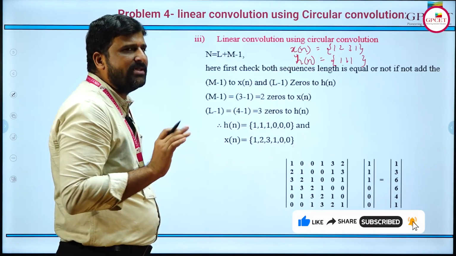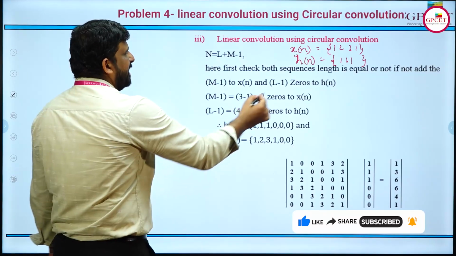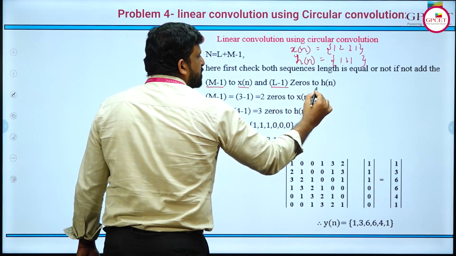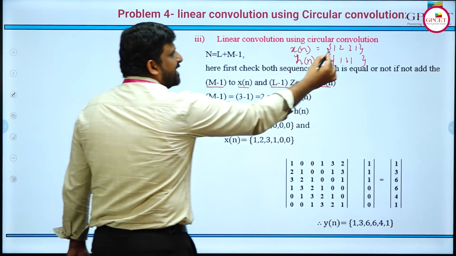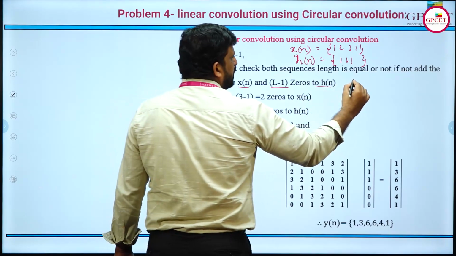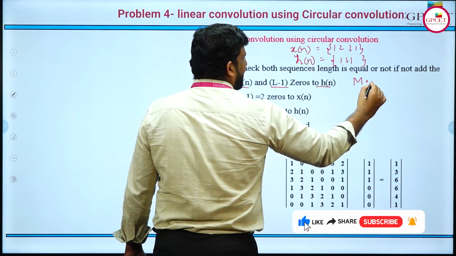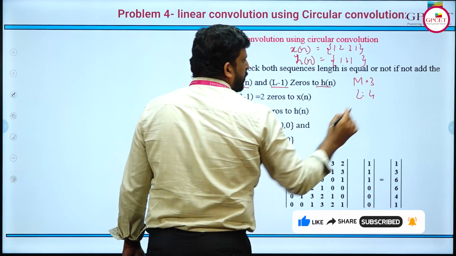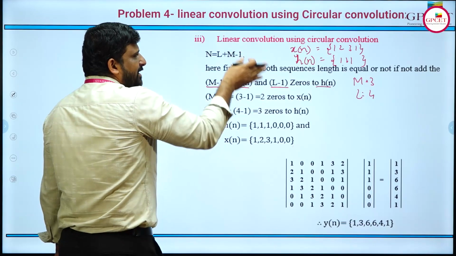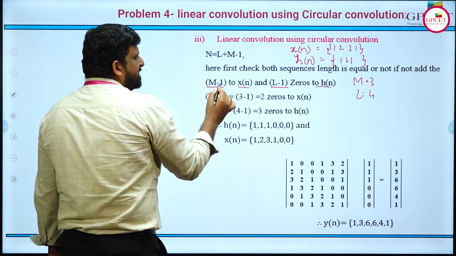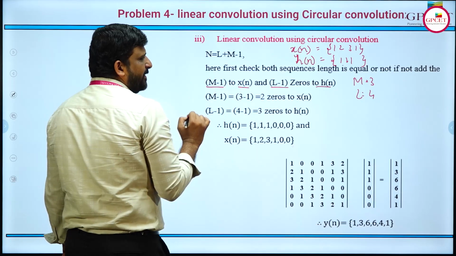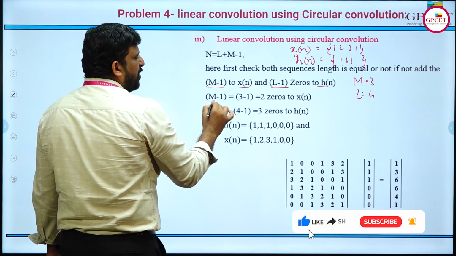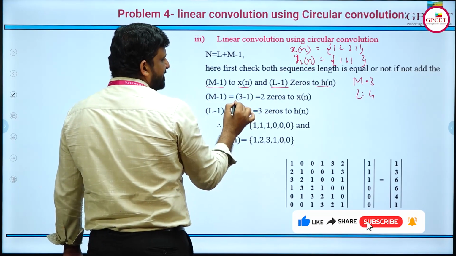If they are not equal, the step we need to do is, see here, add M minus 1 zeros to x of n and add L minus 1 zeros to h of n. What is M here? M is the length of h of n, which is 3, and L is the length of the sequence x of n, which is 4. Now if it is not equal, M minus 1 zeros are added to x of n, and similarly L minus 1 zeros are added to h of n. We know the value of M, the length of the sequence h of n, is 3, minus 1 means 2.